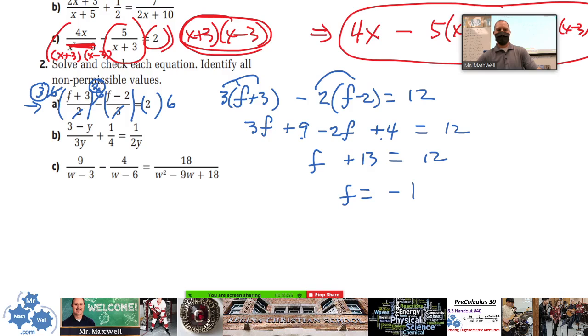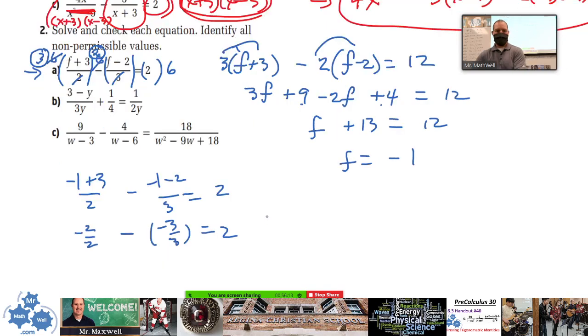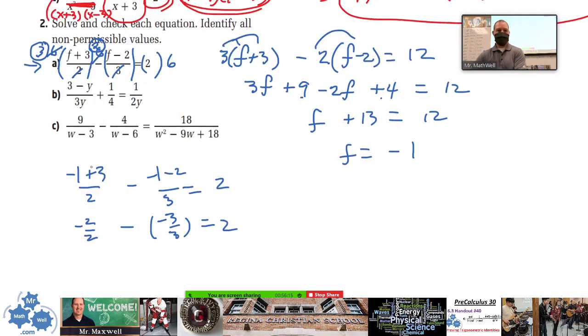To check that, I would just put in negative 1 in for f. So negative 1 plus 3 over 2 minus negative 1 minus 2 over 3 equals 2. Negative 1 plus 3 is 2 over 2 minus a negative 3 over 3 equals 2. Negative 1 minus 2 is negative 3. Oh, sorry, that's a plus 2 there. So I have 1 plus 1 equals 2. Checks.